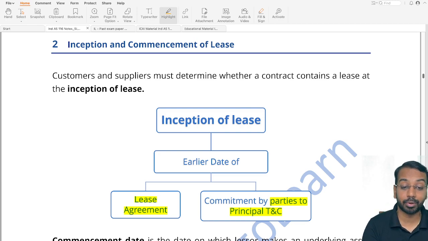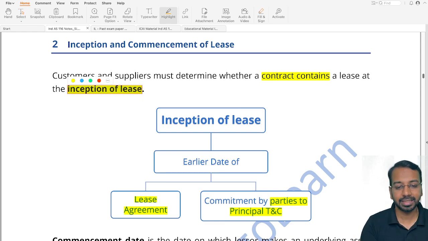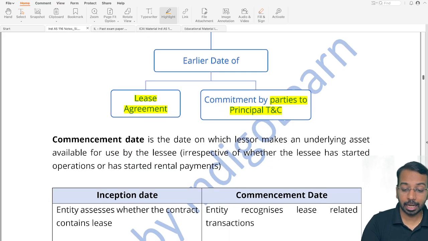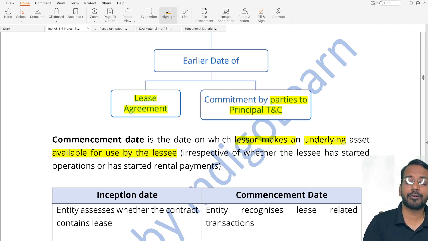Now, why is inception important? Inception is important because whether a contract contains a lease or not, we have to decide at the inception of the lease. So on the date of agreeing to the contract or on the date of signing the lease agreement, we will say whether the contract contains a lease or not. That is the first thing. Second, commencement. Commencement is the date on which the lessor makes an underlying asset available for use by the lessee. So the date from which I can use the asset is called commencement.